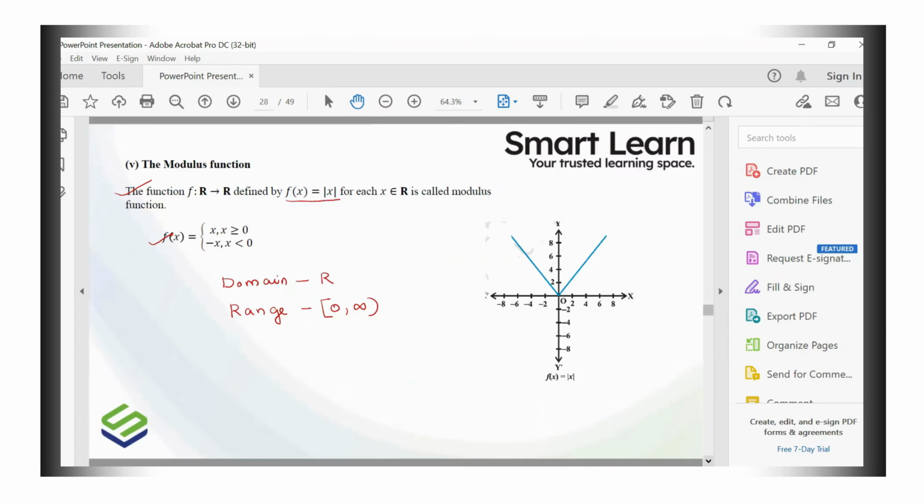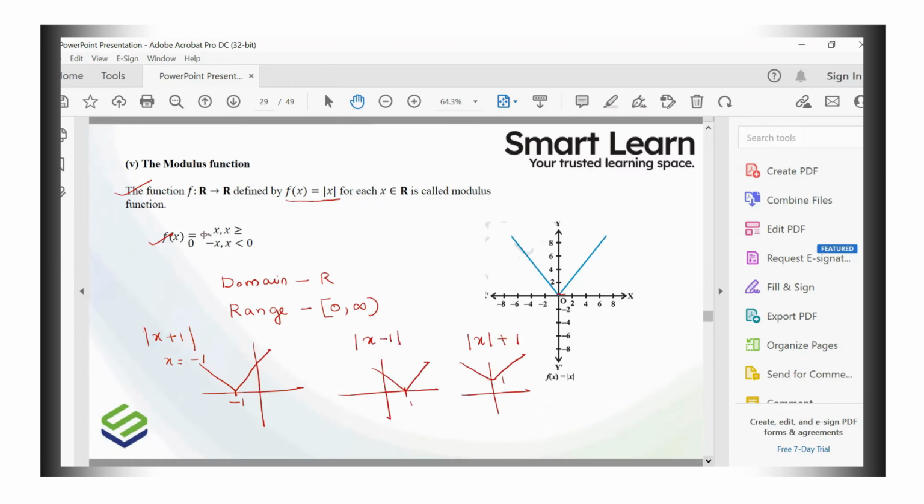Then next is the modulus function. The modulus function is from R to R, defined by f(x) = |x| for each x belonging to R. That means if I give x greater than or equal to 0, we put x, and for x less than 0, we put minus x. But the output will always be non-negative. Look, when I put 2 here, it will be 2. When I put -2 also, it will be 2. So for positive and negative input, the output will be positive. So if the domain is R, range will be [0, infinity).